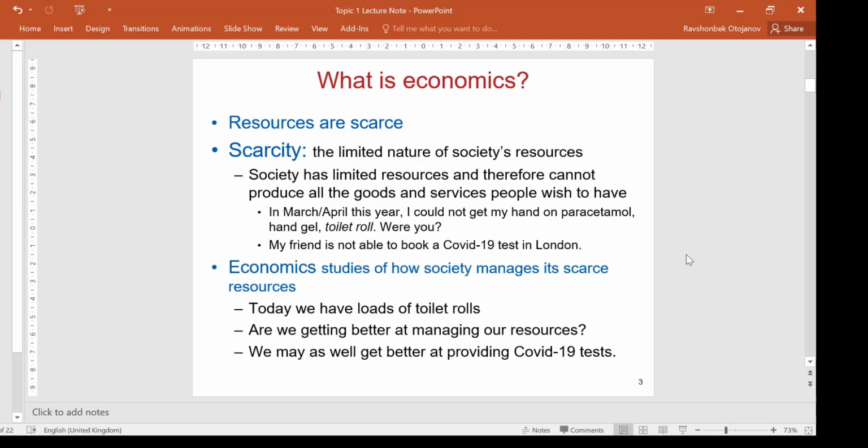limited resources. And scarcity is just the limited nature of society's resources. Like households, societies have limited resources. So societies cannot produce all the goods and services that everyone wishes to have. An example here, in March and April of 2020, so this year, I couldn't get hold of paracetamol, hand gel, and toilet rolls. Well, there were toilet rolls, the small packs, but I wanted a large pack. Well, in fact, everyone wanted the large pack at the time. But paracetamol, hand gel, there were not many. There were not any, in fact.